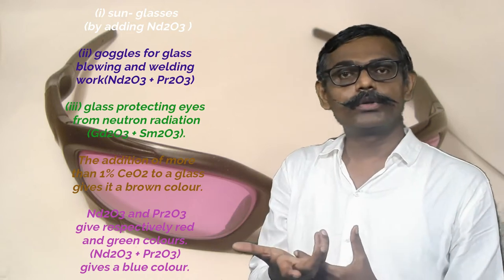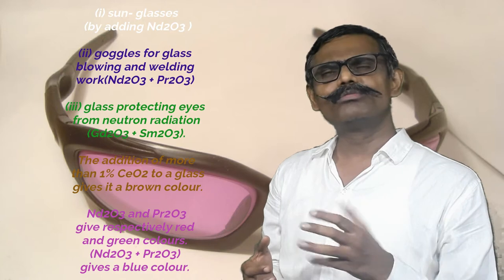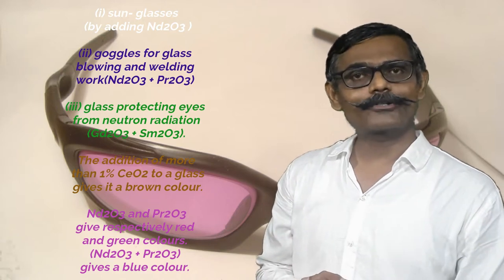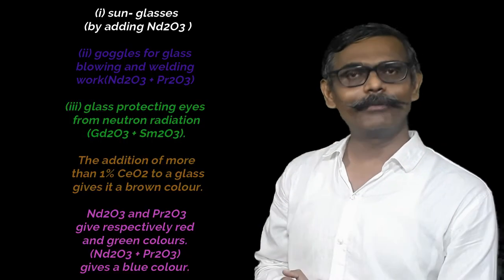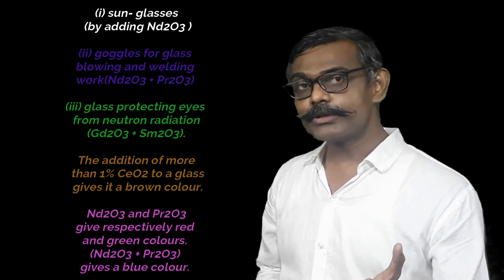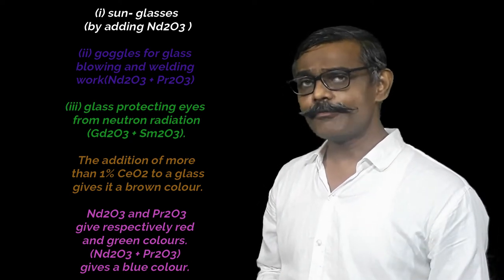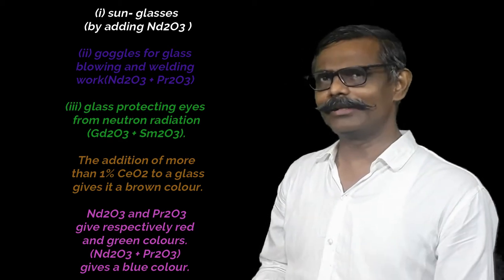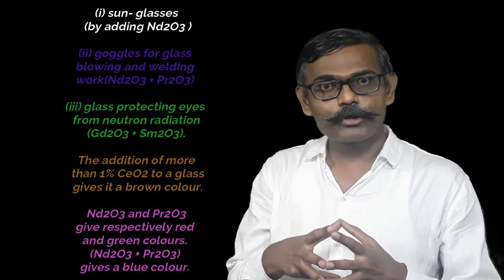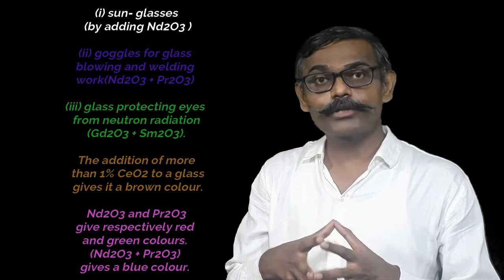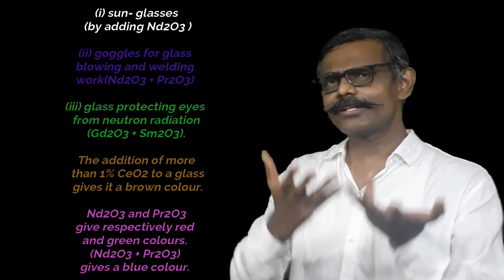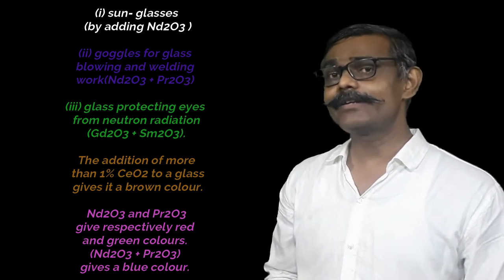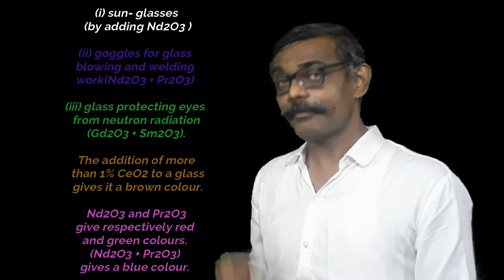Accordingly, samarium oxide. If we want brown color in the glass, then more than 1% of cerium oxide is used, a brown color will be there. Neodymium oxide can give which color? Red color. Praseodymium oxide, green color. Colors of the ions that we discussed are applicable here. A combination of neodymium oxide and praseodymium oxide gives blue color. So various colors of the goggles and glasses we can prepare by this.